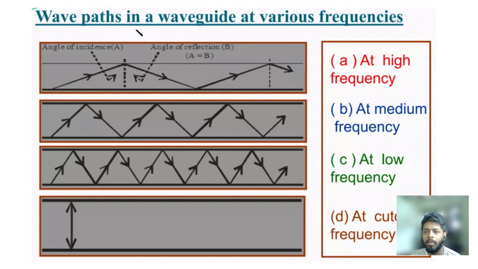Let us see the wave paths in a waveguide at various frequencies. At high frequency, the wave paths will be in disorder. At medium frequency, the wave paths will be in disorder with low angle of incidence and angle of reflection. At low frequency, the angle of incidence will be much shorter, and at cutoff frequency, wave paths will be like this.